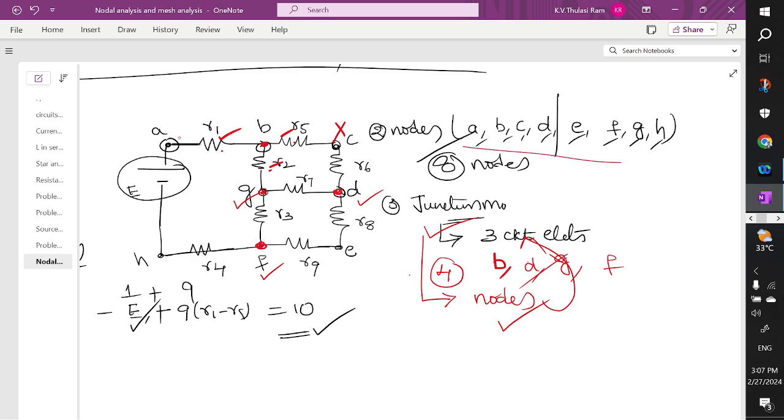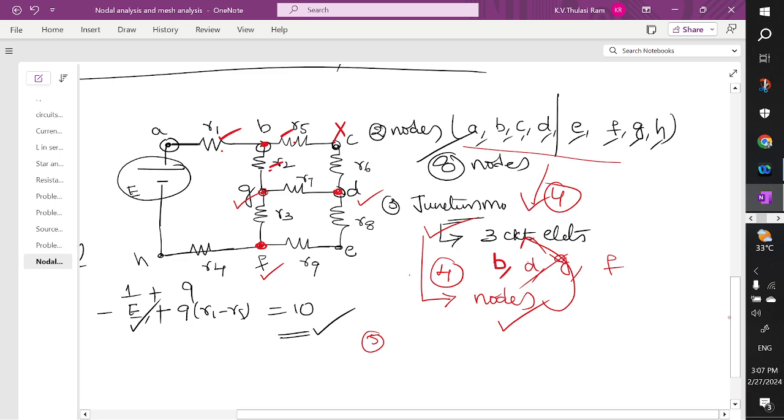So you have 8 nodes. In these 8 nodes, only 4 are junction points. So that is the concept. And now by seeing the diagram itself, we need to identify the next one. So identify the number of branches. Identifying the number of junction points is completed.